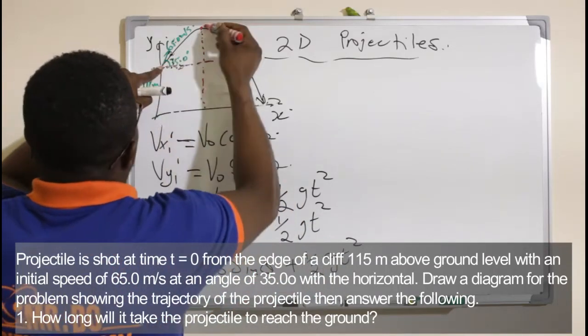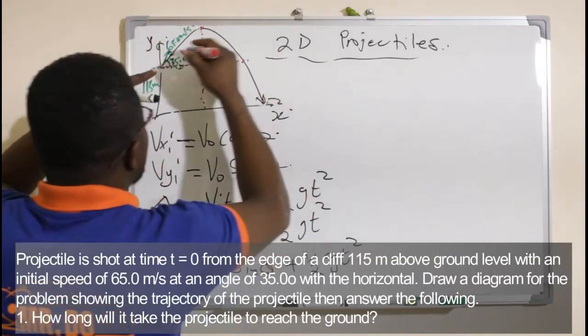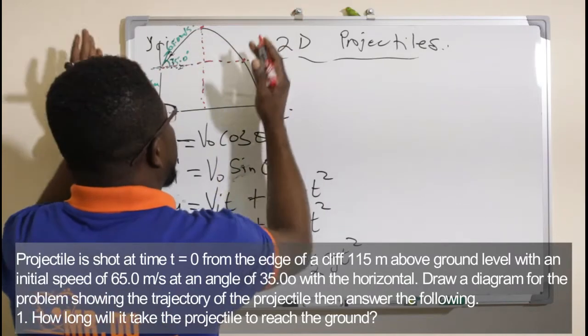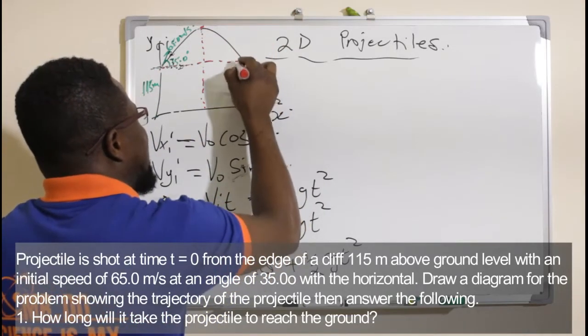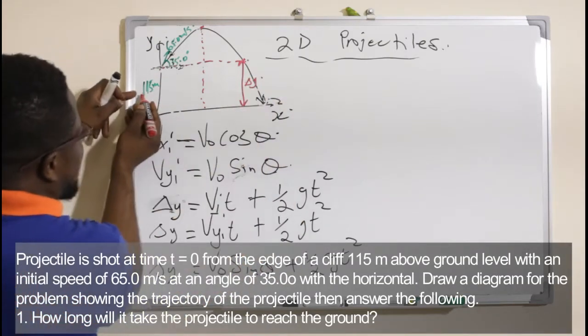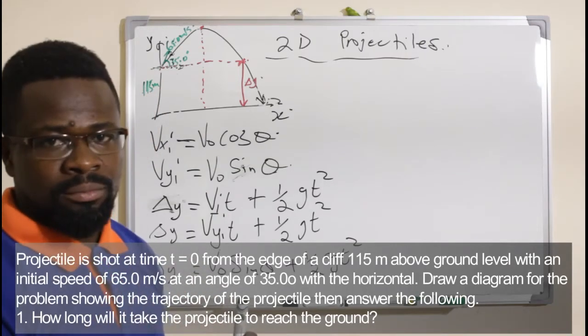So if I take from here going to be positive, then from here to here is going to be negative. So it means from here to here is equal to from here to here, but they are opposite to each other. That will be cancelled out, and what we'll be left with is just here, which is the change in y, and that is the 115 meters that we were given.